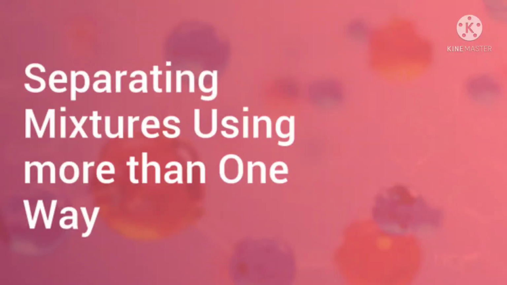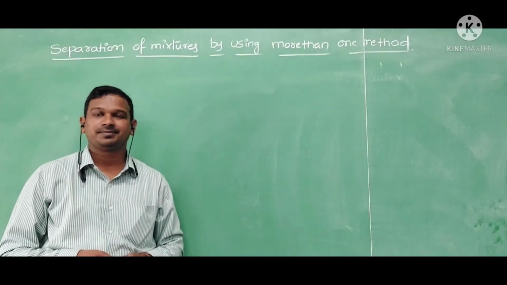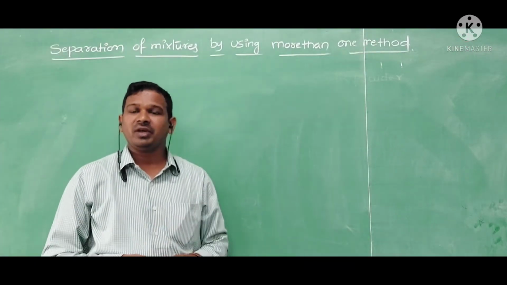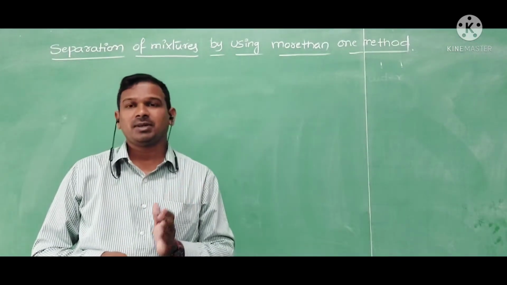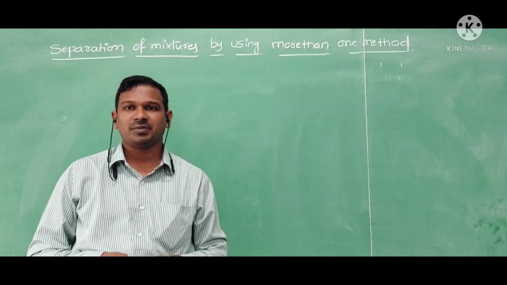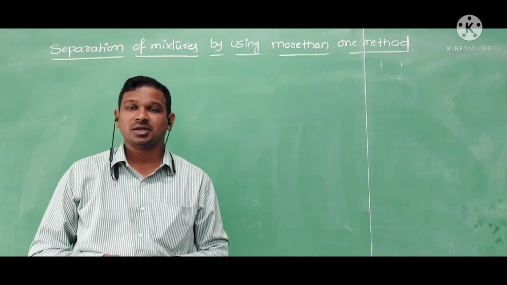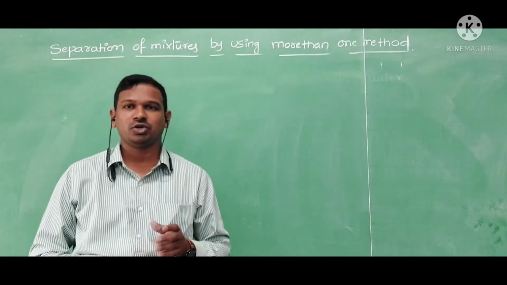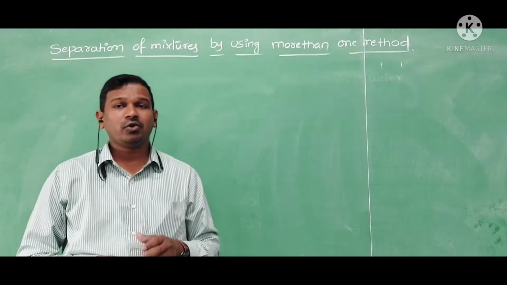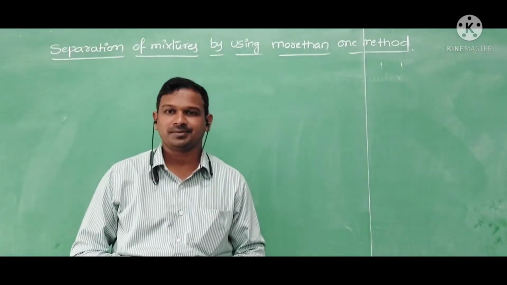Namaste children. Today we are going to discuss separation of mixtures by using more than one method. Till now we did only one experiment or one separation method to separate the components from the mixtures, meaning there are only two components in the mixtures. If there are more than two components in a mixture or a solution, we need to go for more methods to separate the mixtures.